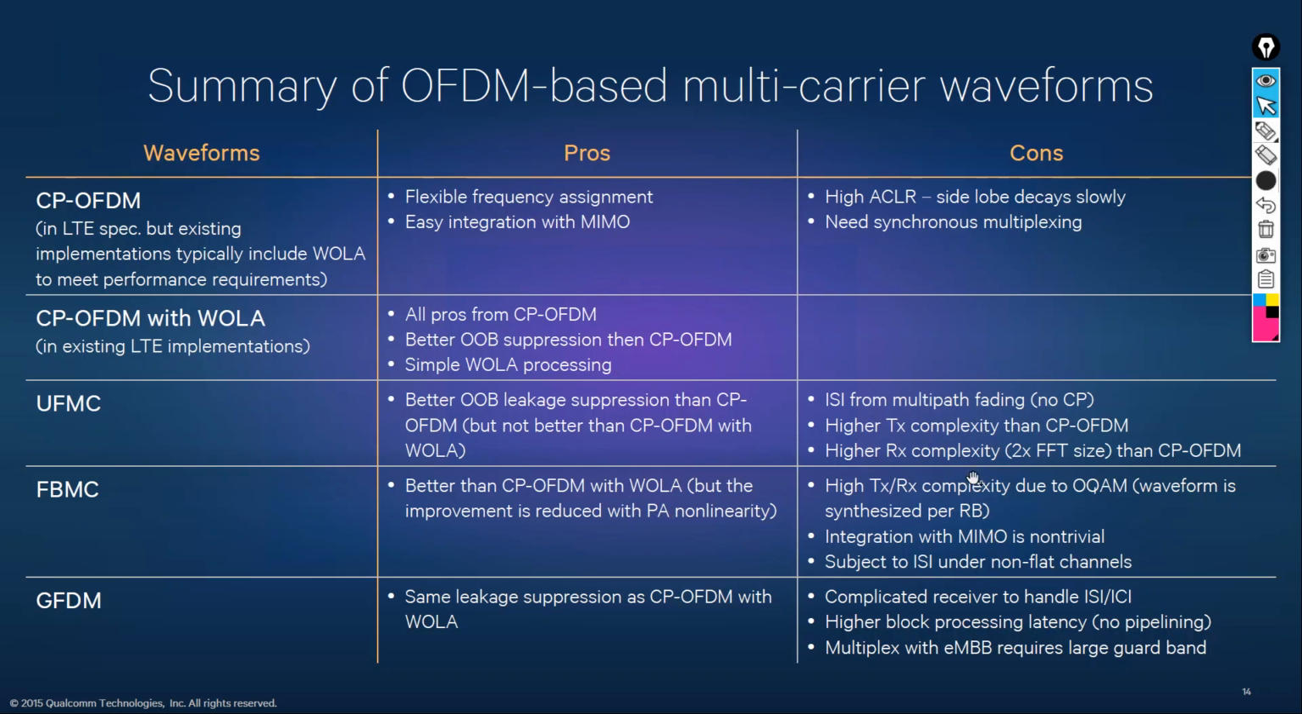improvement over CP-OFDM, and the disadvantages are many, including complexity in the transmitter and receiver, difficult integration with MIMO, and being subject to ISI. Generalized frequency division multiplexing has the same leakage suppression as CP-OFDM with windowing, meaning out-of-band emission is low, but the disadvantages are many, including complexity. As you can see, the disadvantages are mostly complexity, overhead, high block processing, complicated receiver, mainly about complexity and whether they are robust against interference or not.